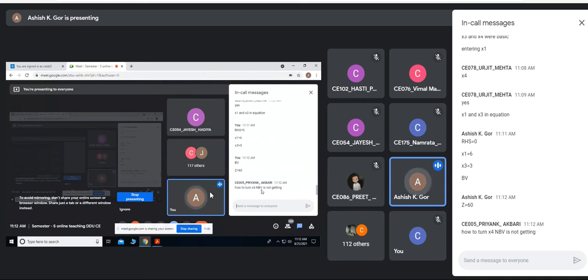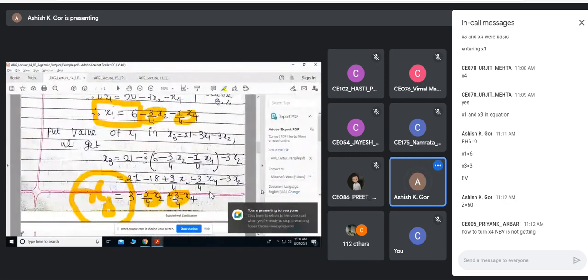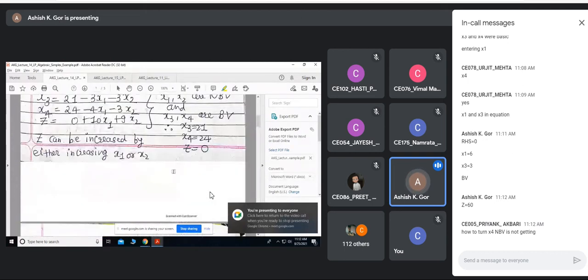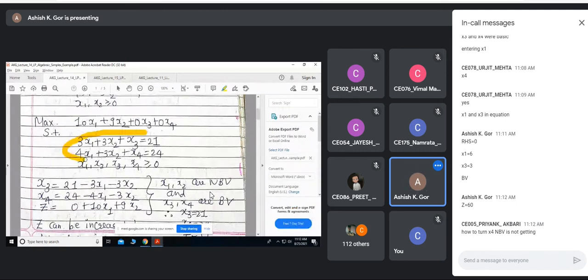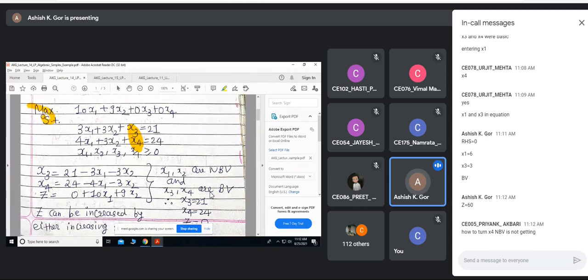The question is how to turn the x4 non-basic variable. So x4, see, Priyank, initially this was the linear program. What I did is that the initial entering variables are the slack variables. Initially, whatever is entered will be slacks in this type of maximization linear program. So x3, x4 will be the entering variables. Other things will go on the right hand side.